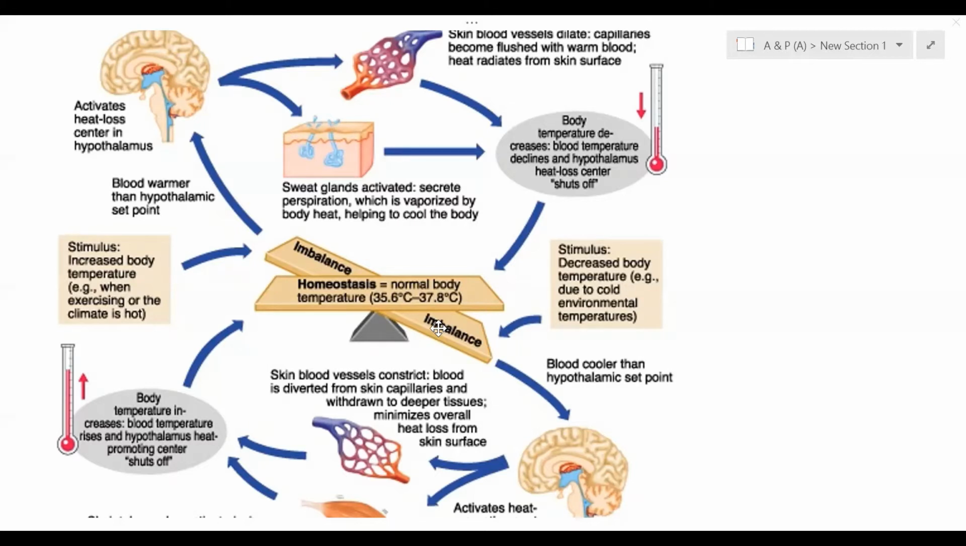So when we're talking about thermoregulation, we're talking about regulating the temperature of the body. Now, the most accepted body temperature is 37 degrees Celsius, which is about 98.6 degrees Fahrenheit, if I'm not mistaken. Please correct me if I'm wrong in the comments. I don't mind. But we do have a range. This says 35.6 degrees Celsius to 37.8 degrees Celsius.